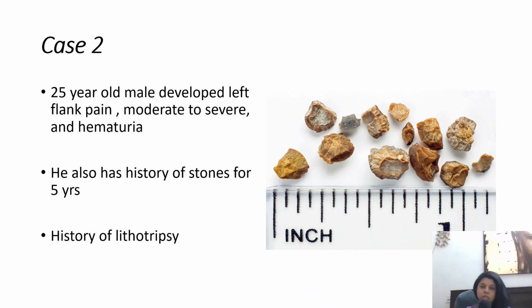Why? Because you can see the edges of the stone, how sharp it is, so when they are passing through the urinary tract they can cause trauma or injury, and because of that blood can pass through urine. And he's having a recurrent history of passing stones, meaning the proper cause should be investigated. And then there is a history of lithotripsy. Lithotripsy is a procedure used to remove the stones from the body.